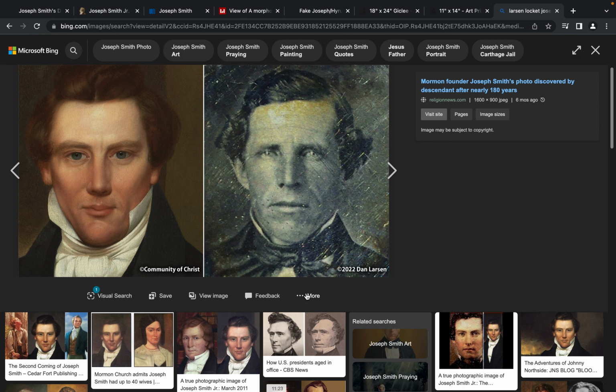Anyway, I guess anyone from the same area of the world is going to look almost, at least maybe, 90% similar to each other. They're going to look extremely similar.